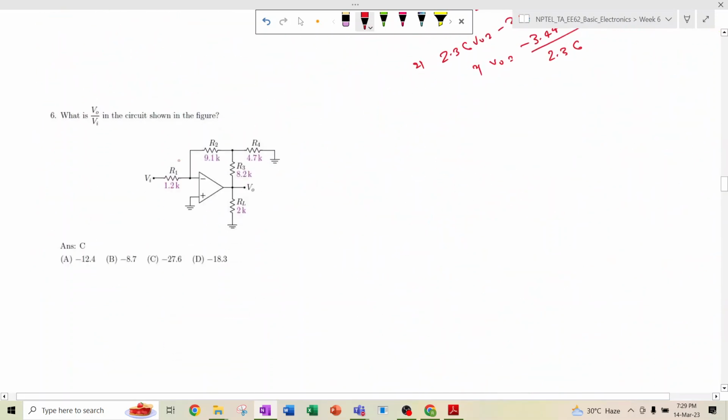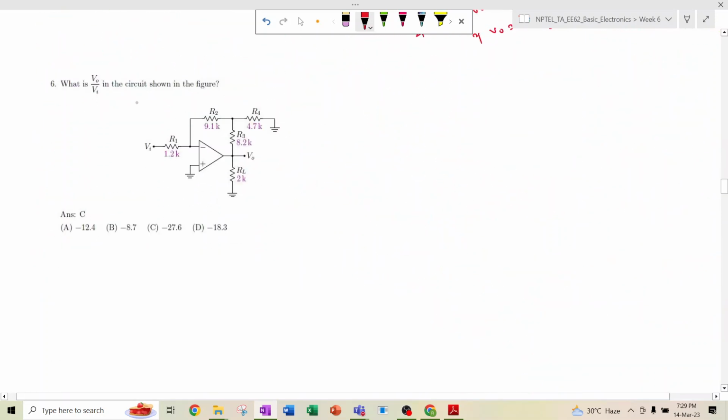Okay, the next question: what is the VO by Vi in the circuit shown in the figure? So this is also simple. Whatever current is flowing through this, that much current should be flowing through this. So let us consider this terminal as Vx.